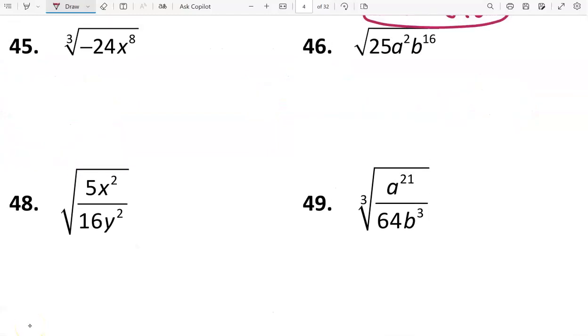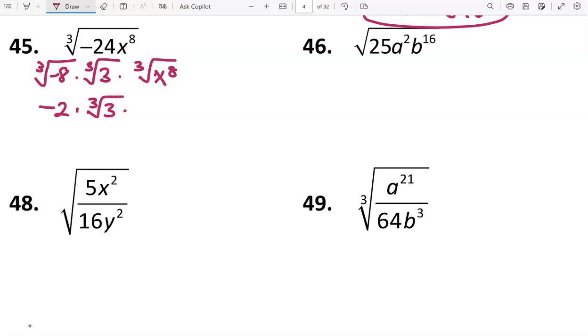In 44, we have the third root of negative 24x to the 8th. So the third root of negative 8, because we want to get that negative outside the radical, so I'm taking my perfect cube factor and making it negative here, and then times the third root of 3, and then times the third root of x raised to the 8th power. Third root of negative 8 is negative 2, so we have negative 2 times the third root of 3, and then to simplify the third root of x to the 8th, 3 goes into 8 twice, with 2 leftovers, so we have the third root of x to the 2nd left over.